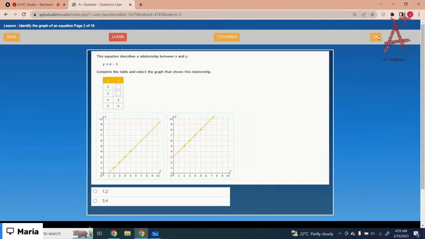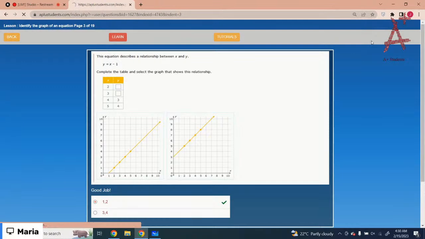So the equation is y equals x minus 1. Got it? So the x values are 2 and 3. So you have to do 2 minus 1. 2 minus 1 is 1 and 3 minus 1 is 2. So that means the missing values are 1 and 2. That would be option number 1. Got it? Just select the correct option and click on the OK button.